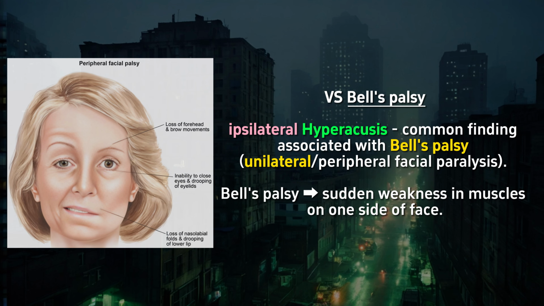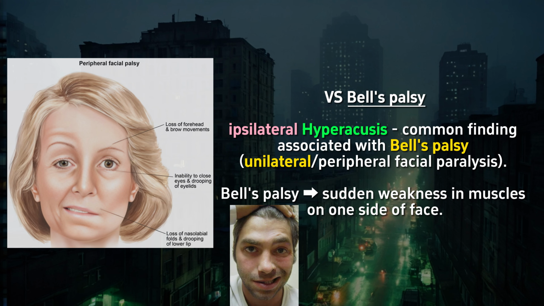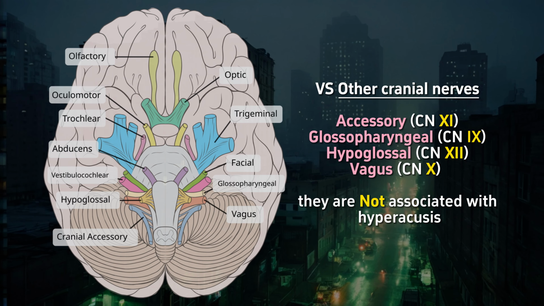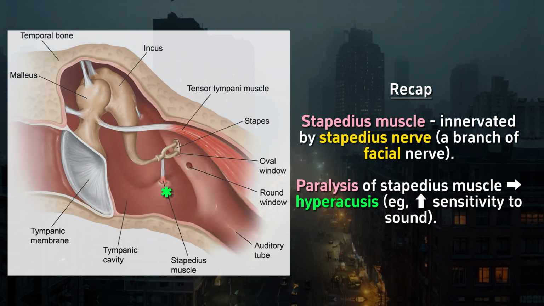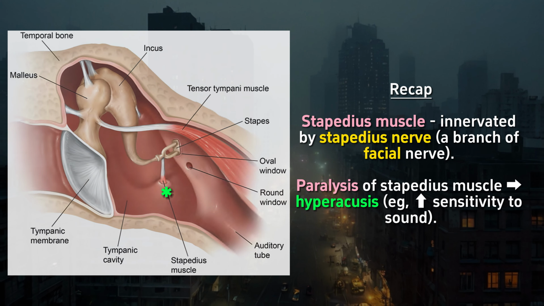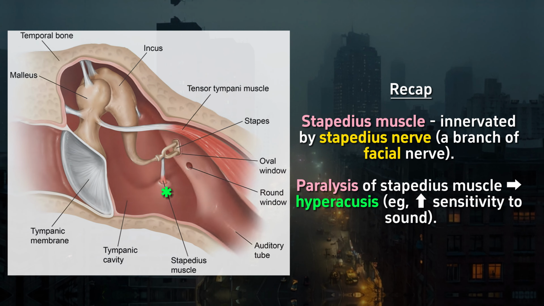Ipsilateral hyperacusis is a common finding associated with Bell's palsy, unilateral peripheral facial paralysis. Bell's palsy is a condition that causes sudden weakness in the muscles on one side of the face. The accessory nerve CN11, glossopharyngeal CN9, hypoglossal CN12, and vagus CN10 nerves are not associated with hyperacusis. The stapedius muscle is innervated by the stapedius nerve, a branch of the facial nerve. Paralysis of the stapedius muscle results in hyperacusis, for example, increased sensitivity to sound.